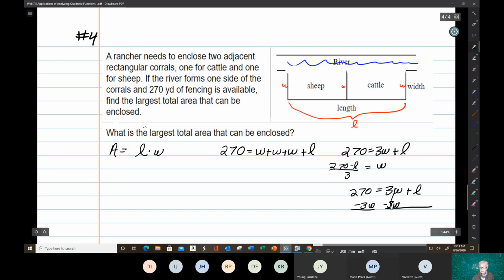Three W minus 3W is 0. We'll have L equals 270 minus 3W, which is not a fraction, which is a good reason to use that. So I will change this to area equals 270 minus 3W times, well, I don't need that, times W. Doesn't hurt though.